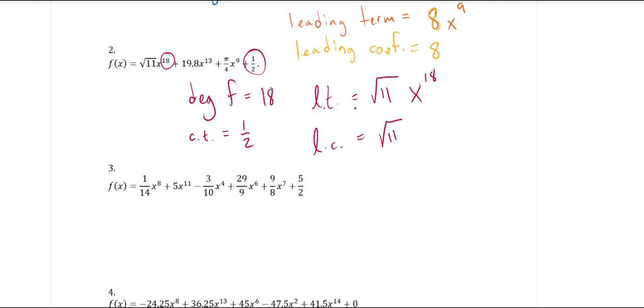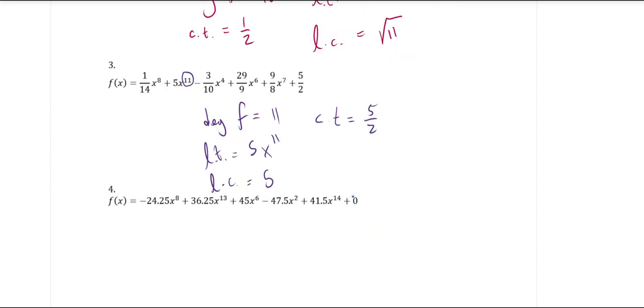This next one's a bit out of order. We can see its largest exponent, however, is this 11, not the 8 as is written up front. The degree of this polynomial is therefore 11, with leading term of 5x to the 11th, a leading coefficient of 5, and a constant term given by 5/2. Polynomials that seem not to have a constant term have simply a 0 for their constant term.